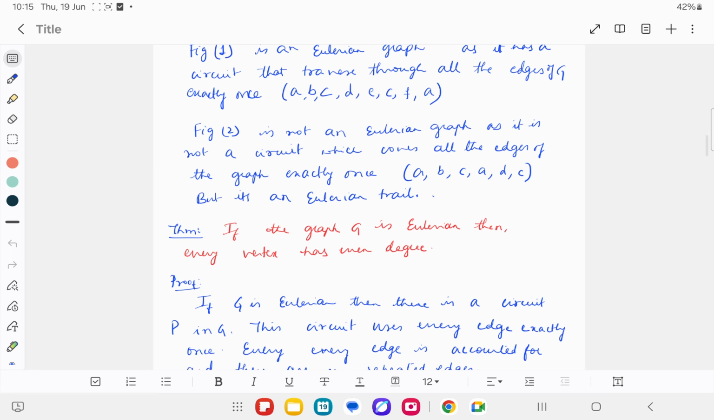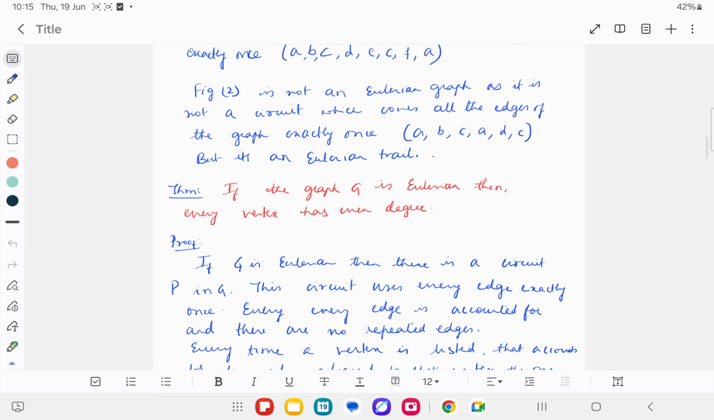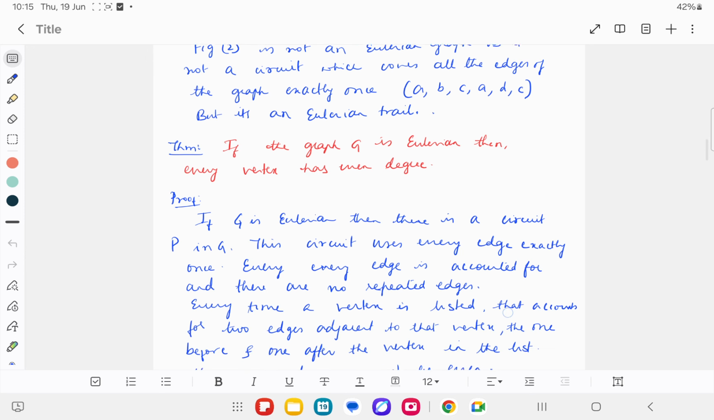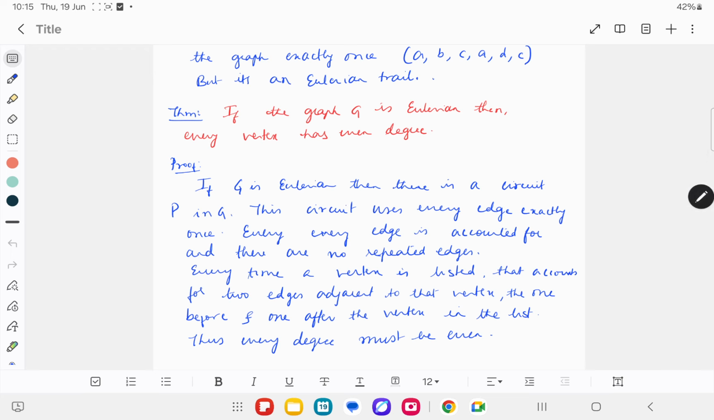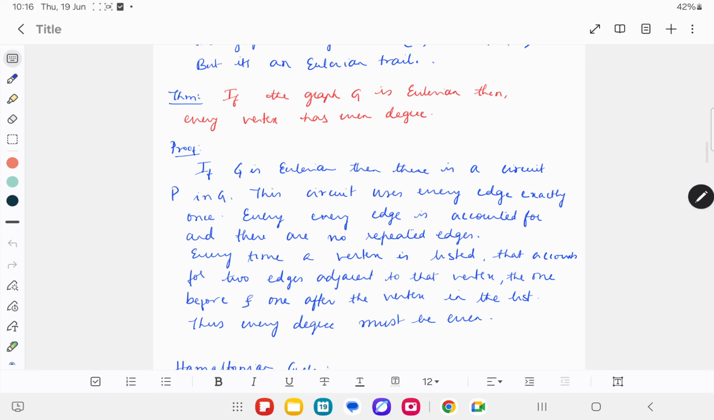Now we have theorems on Eulerian graphs. The first theorem states that if the graph G is an Eulerian graph, then every vertex has even degree. It's a very simple proof. If G is an Eulerian graph, then there is a circuit P in G. This circuit uses every edge exactly once. You know that in an Eulerian circuit, there won't be any repetition of edges. Then every edge is accounted for, and there are no repeated edges. This is clear from the Eulerian circuit. Every time a vertex is listed, that accounts for two edges adjacent to that vertex, the one before and the one after the vertex in the list.